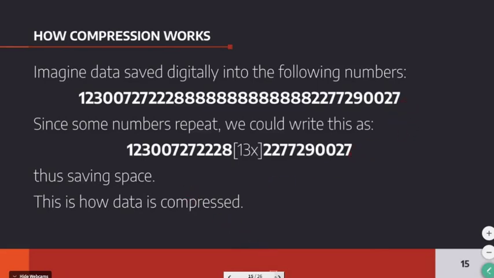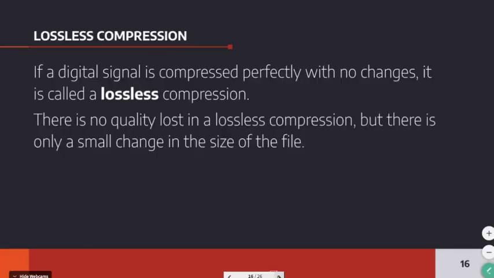That's how compression works. So if we compress it perfectly, there are no changes, just like that last example. We said 8, 13 times, it could uncompress it, and it would write the 8 13 times. We don't lose any information. That's called lossless compression. No quality is lost whatsoever in a lossless compression, but there's only a very small change in the size of the file. So we shrink it, but we don't shrink it by much.